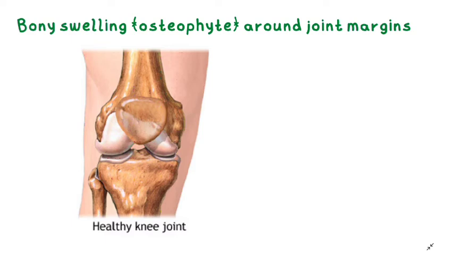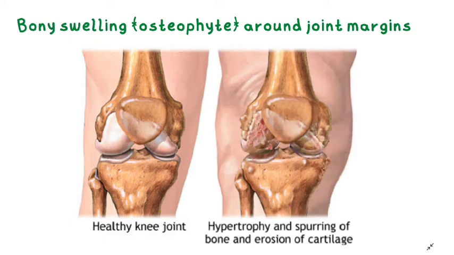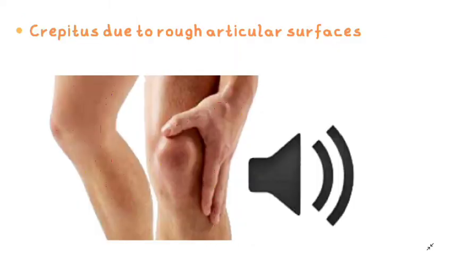Healthy joint with normal bone surface. An osteoarthritic joint with hypertrophy and spurring, that is formation of a spur or osteophyte, and erosion of articular cartilage. Crepitus, palpable, sometimes audible, coarse crepitus, that is audible grinding noise due to rough articular surfaces.